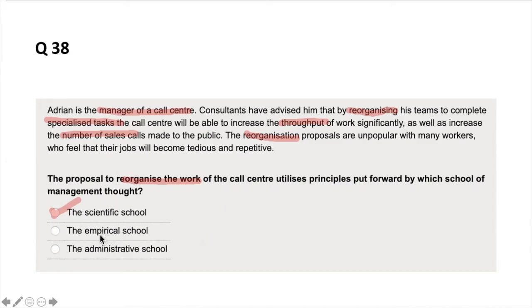So this is a theoretical one, and I really understand when students have to study the theory. But if you look historically, the scientific school was made by Taylor, and that's good to look into a little bit more if you want. And Fayol was closer to the administrative school. So that is the answer, scientific school.